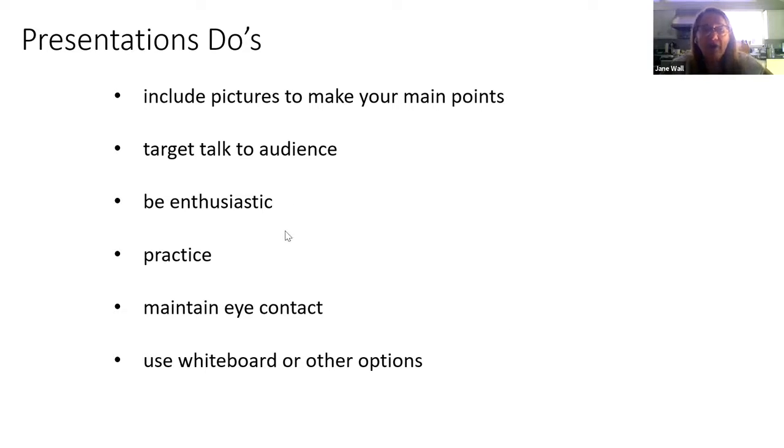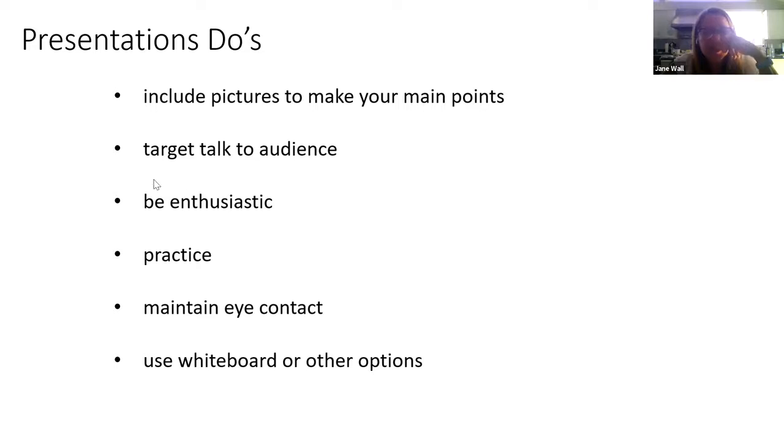So another thing on your presentations, the do's, do include pictures to make your main points. It's much easier to just talk to a picture and explain the picture that corroborates what your main points are. Do target your talk to the audience. So for instance, you guys have clients that you're working with, and if you're doing a machine learning algorithm, most of your clients aren't going to understand the machine learning algorithm that you're dealing with. So target the talk to the audience that makes it to where they understand what you have done and why you have done it.